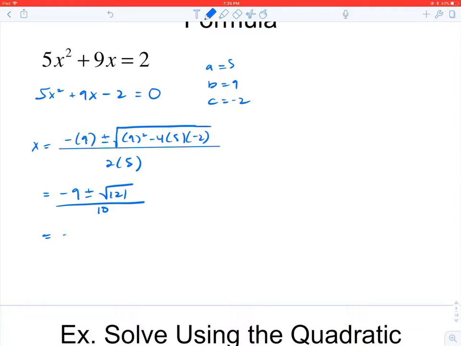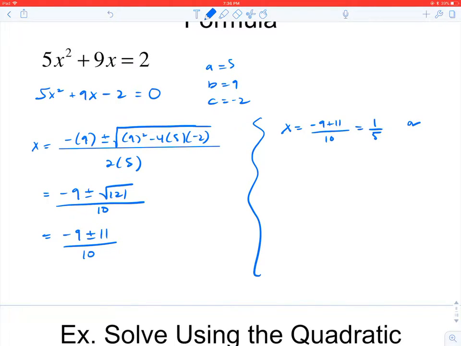So, the square root of 121 we know to be 11, so it's -9 plus or minus 11 over 10. Running out of room, so I'm going to come over here. So x is equal to -9 plus 11 divided by 10, which would be 2/10 or 1/5.